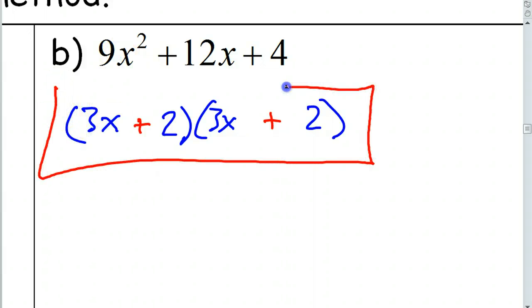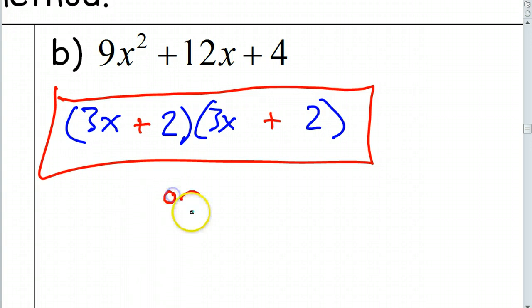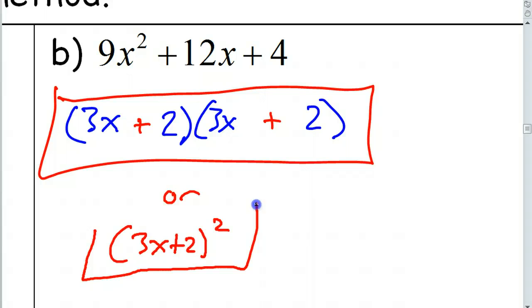Can you do the x too? What now? Like factor more? Oh, I see what you're saying. Could I not write this as 3x plus 2 squared because it is the same thing twice?